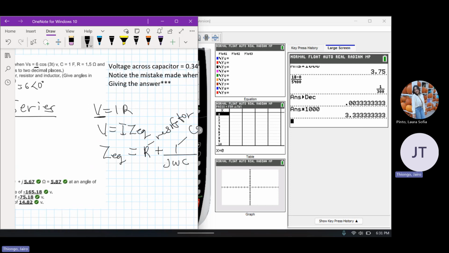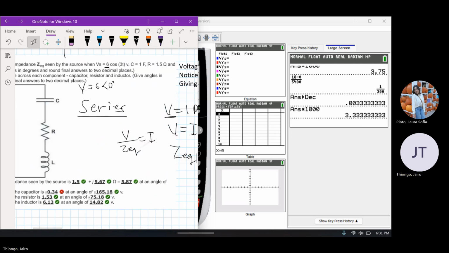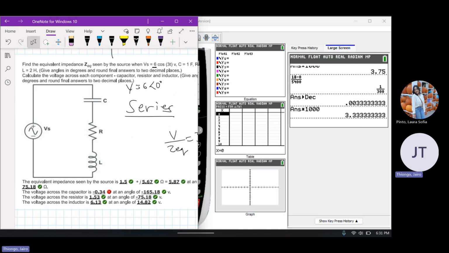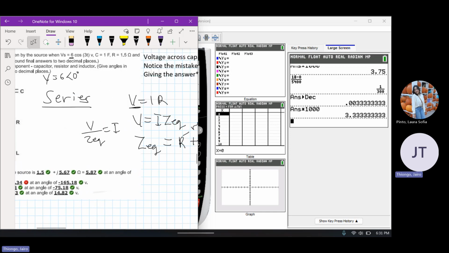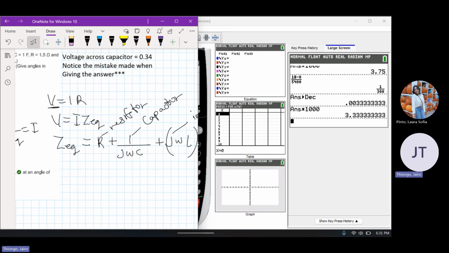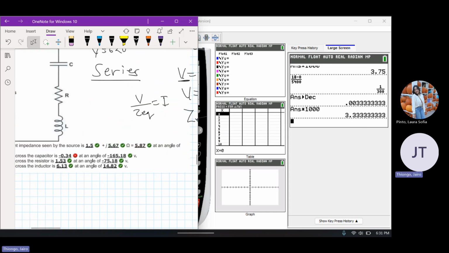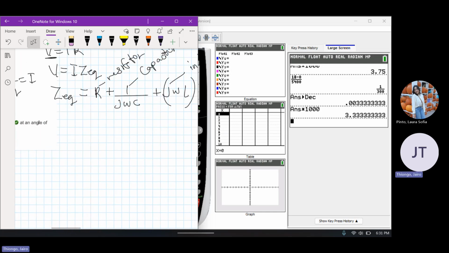Now, once you find Z equivalent, you'll just do V over Z equivalent for the current, if we had been asked for the current in the question, but we haven't. We've just been asked to find the Z equivalent. So you just do this complex math. Once you're done, for the voltage across the different components, start with the voltage across the resistor. The formula for the voltage across the resistor will be V source given in the question.